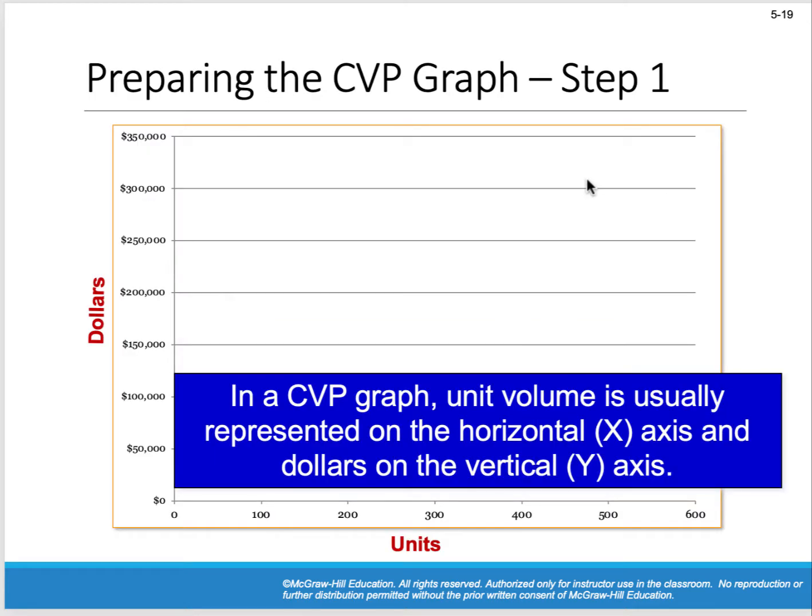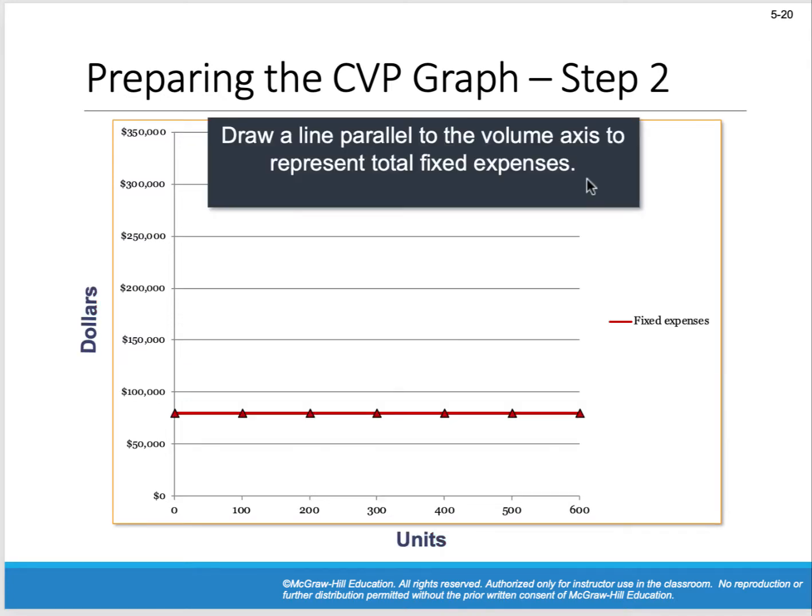So in the CVP graph that we have here, unit volume is always going to be represented on the horizontal or x-axis, and dollars are going to be represented on the vertical or y-axis. A CVP graph can actually be prepared in 3 easy steps. So let's look at those steps.